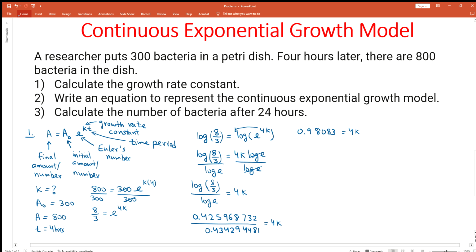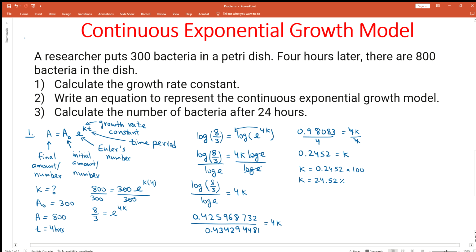Next, we can isolate k in this equation by dividing both sides by 4. The 4's on the right side get cancelled out. I get 0.2452 rounded to 4 decimal places. Since k represents growth rate constant, we should write the answer for k in percent. So we should multiply 0.2452 by 100. So k is equal to 24.52%. So this is the growth rate per hour for the bacteria.